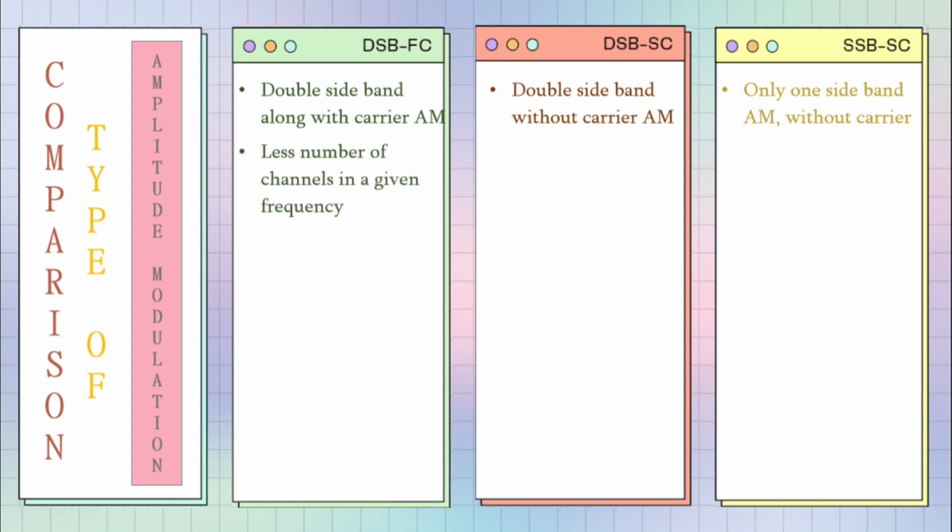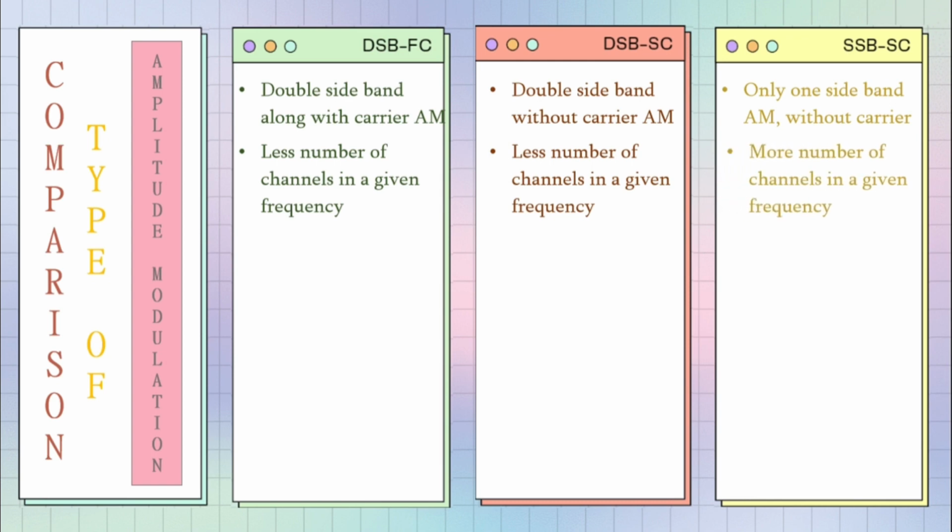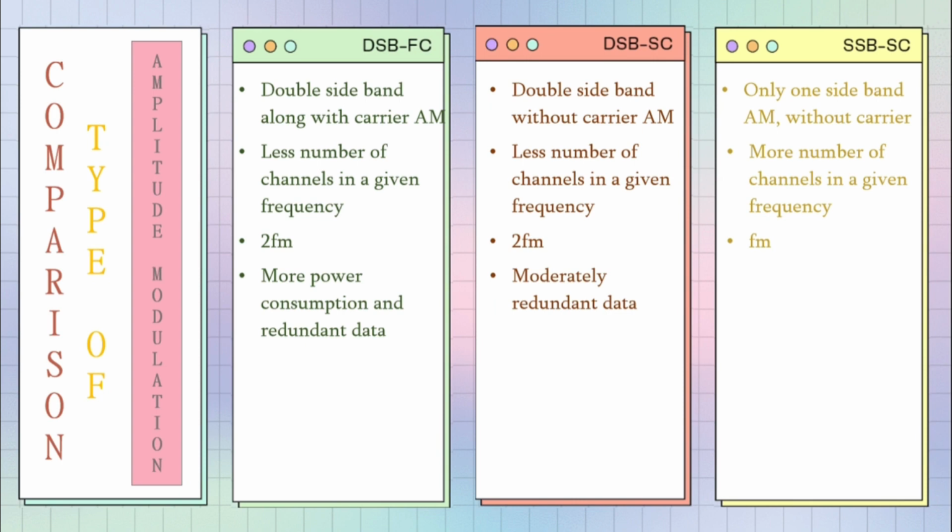Next, for the number of channels in a given frequency, DSBFC has a lesser number, same goes for DSBSC, while SSBSC has more channels in a given frequency. For DSBFC and DSBSC, the bandwidth is twice the modulating signal, while SSBSC has a bandwidth of the modulating signal. For the power consumption, DSBFC has more power consumption and leads to redundant data, while DSBSC has moderately redundant data and SSBSC has less redundant data.